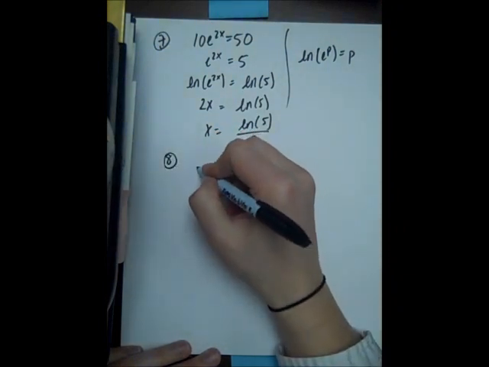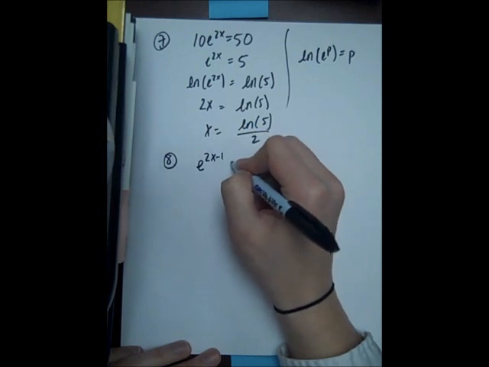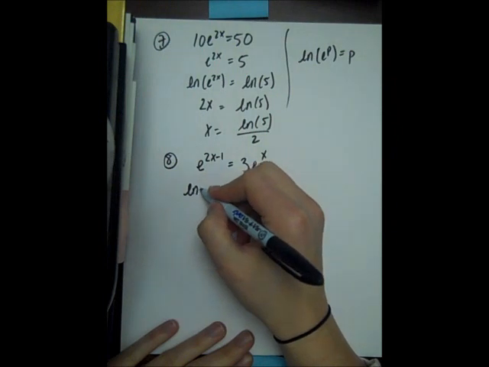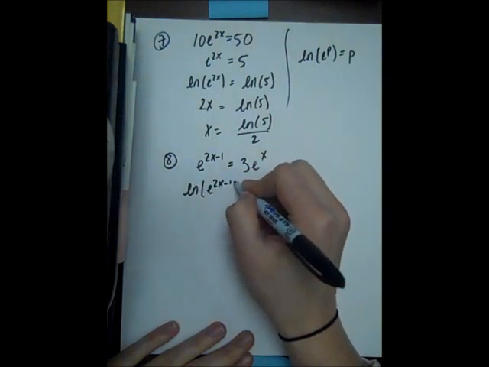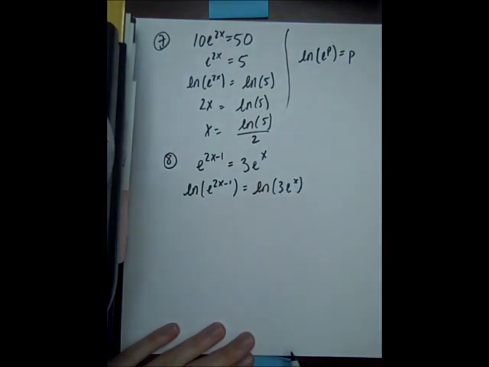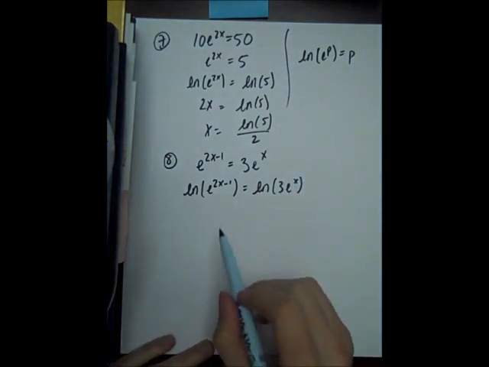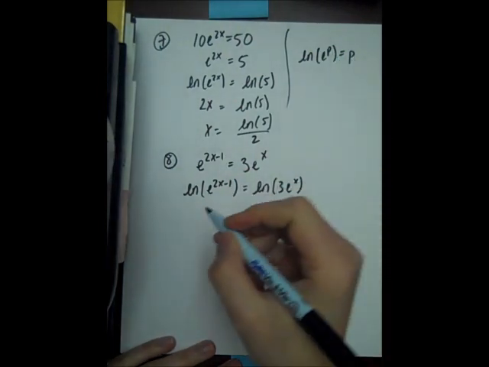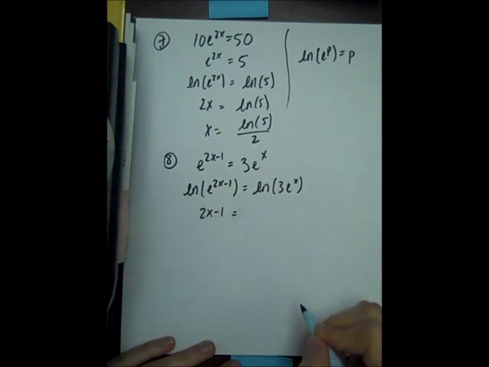And then lastly, what about e to the 2x minus 1 equals 3 e to the x? Now again, I have x in my exponent, so I could go to log form or try to write it as the same base. But what happens if I just take the natural log of both sides? So natural log of e to the 2x minus 1 equals natural log of 3 e to the x. So on the left-hand side, go back to this property up here. I do natural log of e to any power, it's just that power. So this is just 2x minus 1.